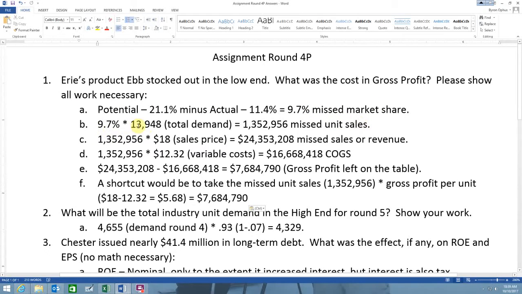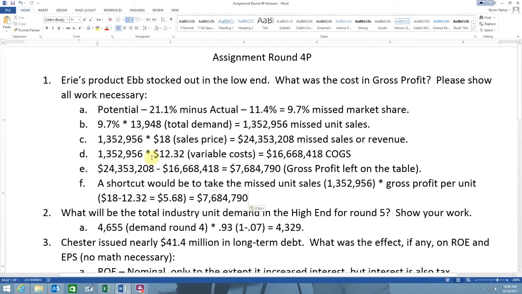And if we take that times what the total demand was for the low end, you go back and look at that, it was 13,948,000, and we're leaving off the 3 zeros. But I kind of added them here. So we got 1,352,956. Again, you might have abbreviated this 1,353,000, and that would be okay. We take that times the $18 sales price. So they missed out on roughly $24.4 million in missed sales or revenue. Call it either one.